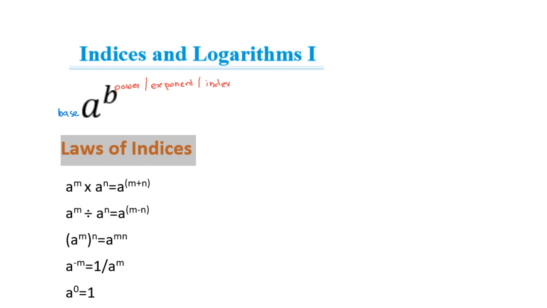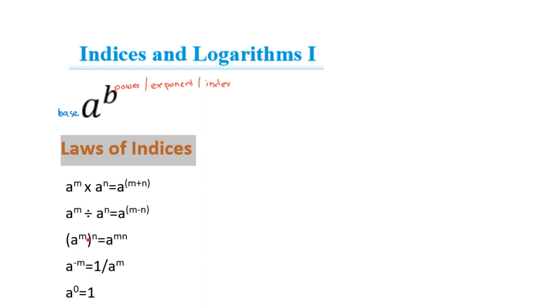Laws of indices. You have the same base, a to the power m into a to the power n. Same base, that is equal to a to the power m plus n. What you are going to do in here, you add the powers. So this is our first law. Next, a to the power m divided by a to the power n, that is equal to a to the power m minus n. Here we subtract powers.